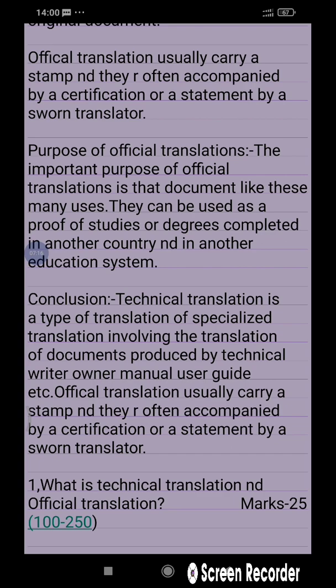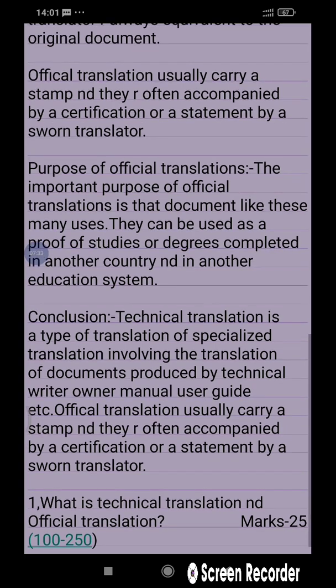Technical translation is a type of specialized translation involving the translation of documents produced by the technical writer, owner's manuals, user guides, etc. Official translations usually carry a stamp and are often accompanied by a certificate or a statement by the sworn translator.